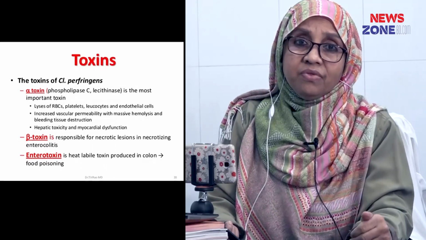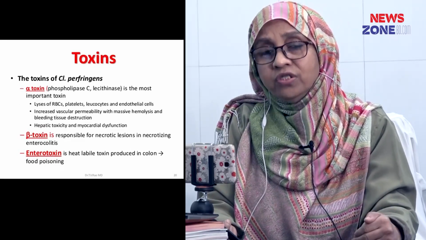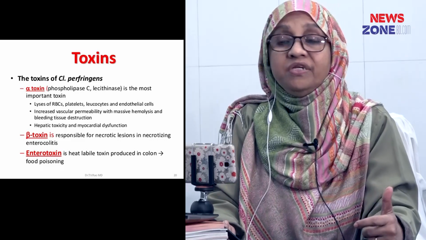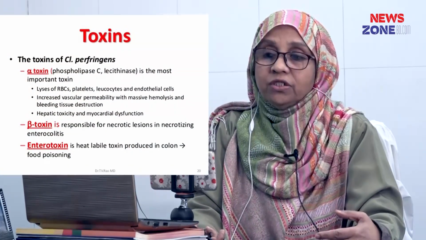The enzymes at the same time are breaking down all the tissues and the whole cell, and then the toxins. There are mainly three types of toxin: alpha, beta and enterotoxin. Alpha toxin is the most prominent of all, that is phospholipase C and lecithinase. Lecithinase breaks down the lecithin layer of the host cell membrane, so they lyse RBCs, platelets, leukocytes and endothelial cells as well. There will be increased vascular permeability with massive hemolysis and bleeding-type tissue destruction. These may lead to hepatic and cardiac dysfunction at the same time.